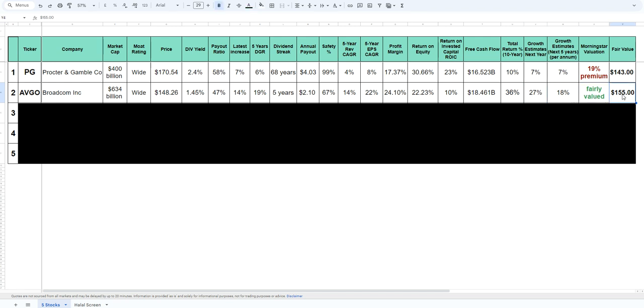Fairly valued right now, $155 per share. Look at it right now, $148 per share. 155 is their price target. Really good company. If I was not up over 200%, I promise you I would be buying this company again.